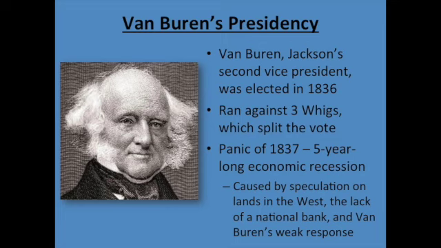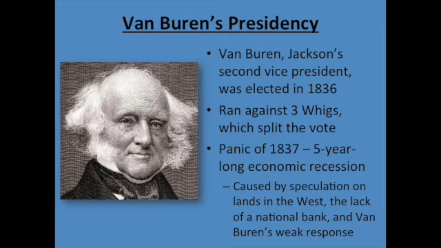So they ran a Northern Whig, a Southern Whig, and a Western Whig, and it almost worked, but Van Buren came out on top. Side note, the Northern Whig in the 1836 election was William Henry Harrison, who would win the presidency 4 years later. Not long after Van Buren takes office, the economy collapses. The Panic of 1837 was a 5-year-long recession.